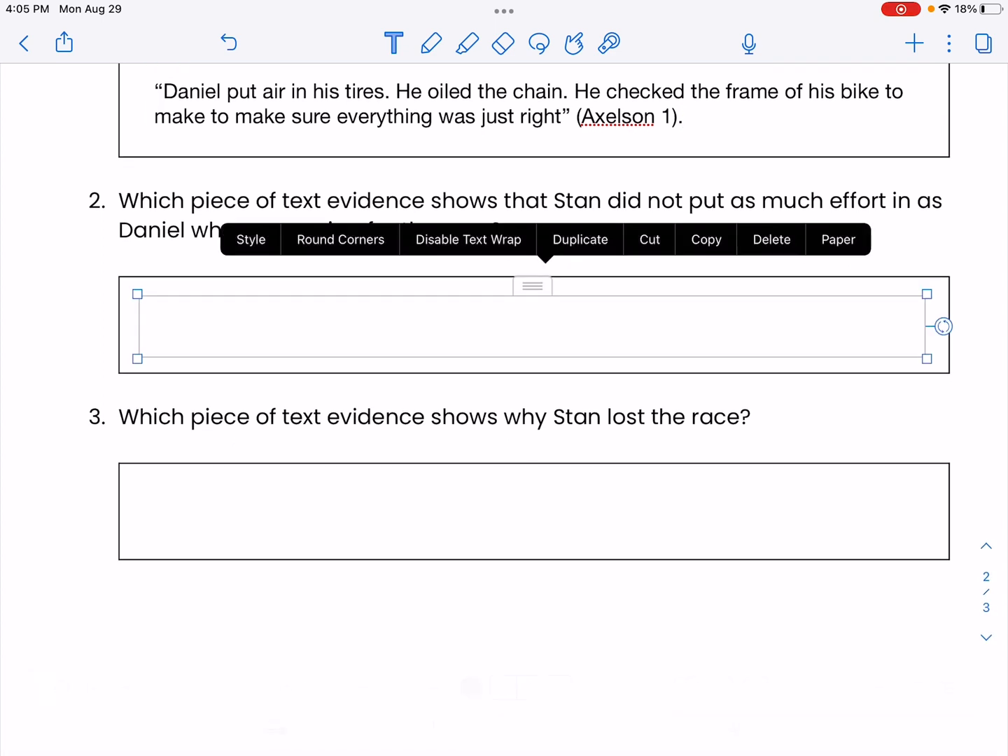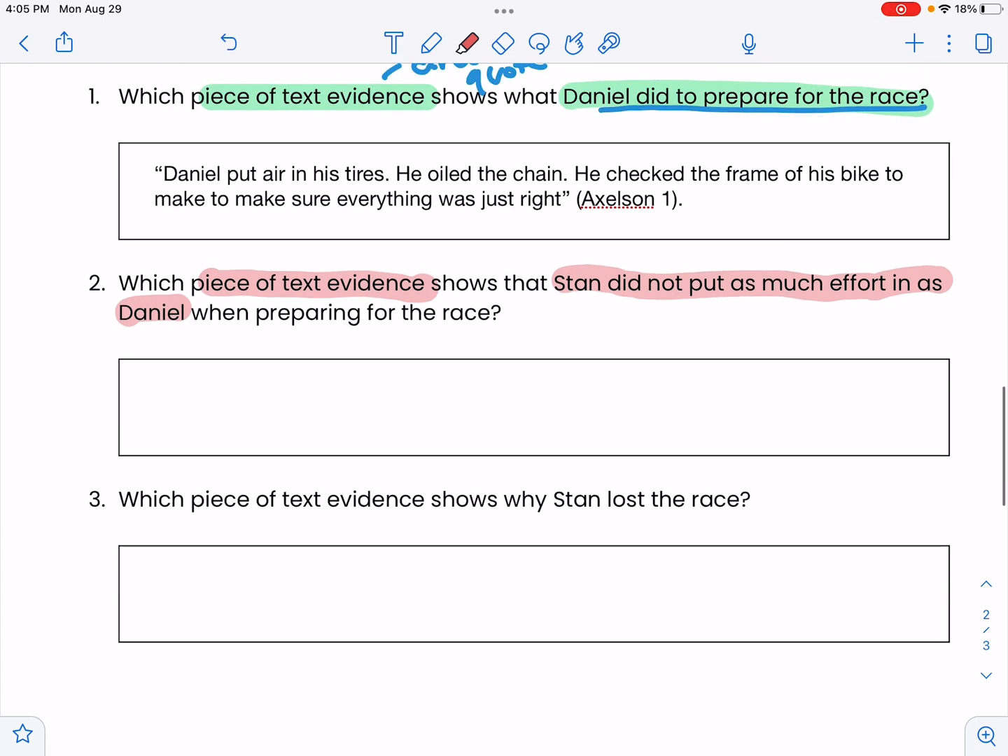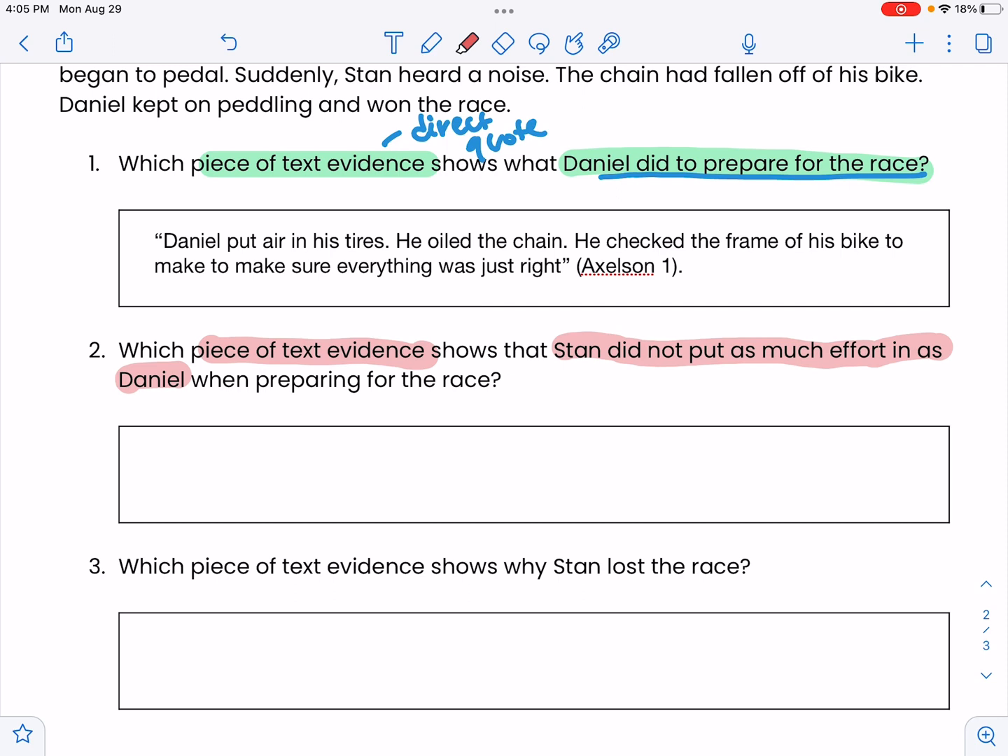Now let's look at question 2. Which piece of text evidence shows that Stan did not put as much effort in as Daniel when preparing for the race? So piece of text evidence, we know we're looking for another direct quote, and now we're looking at what Stan did.